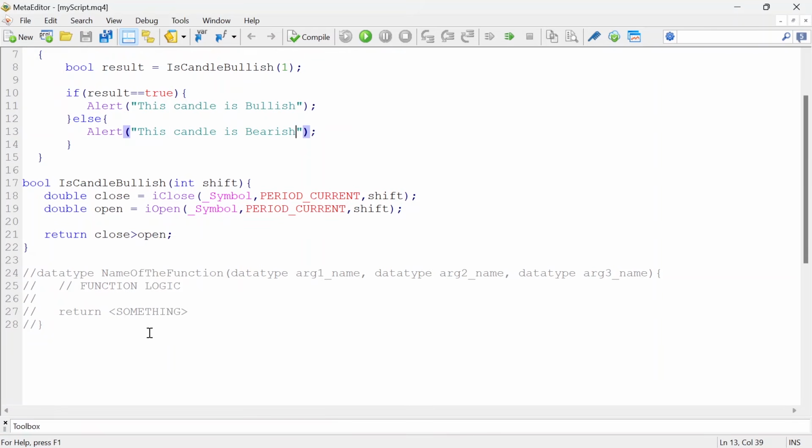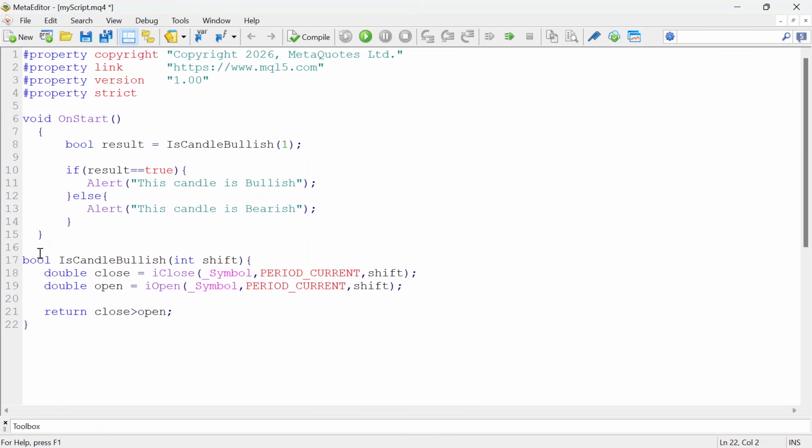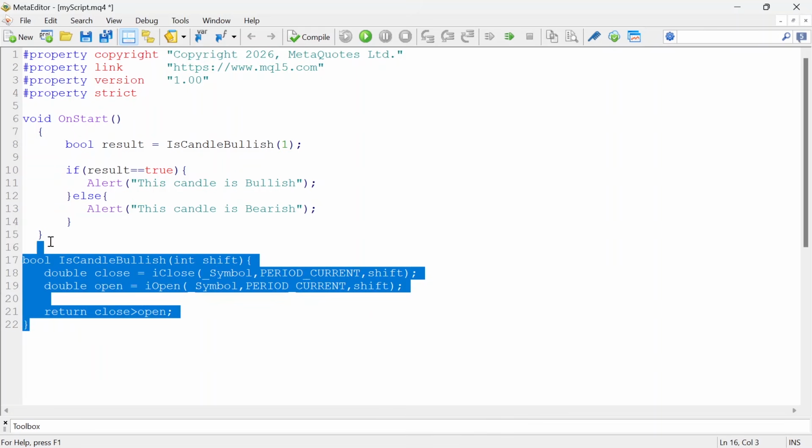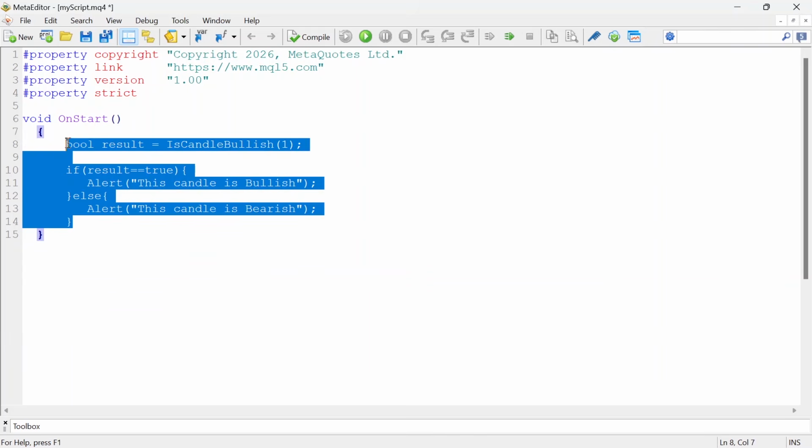Alright guys, so as promised, we will be getting rid of this, right? So, okay, you know what, let's get rid of this as well. So, I'll get rid of this.